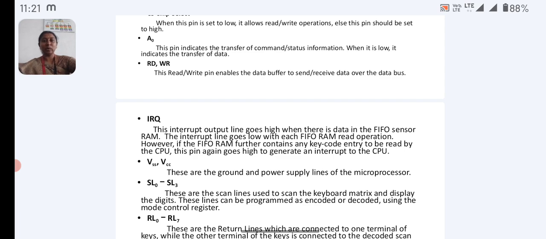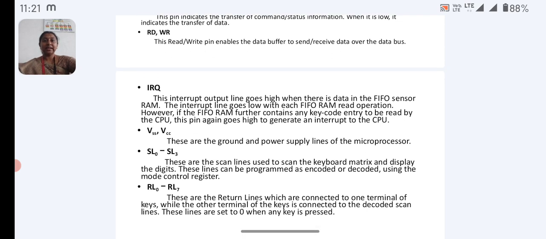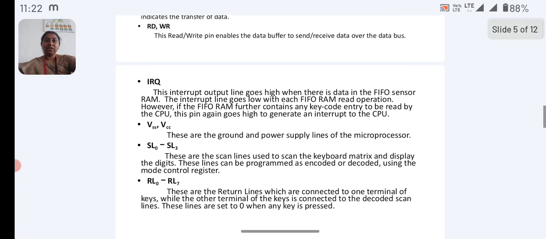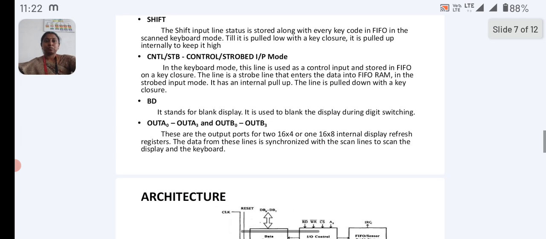VSS and VCC are the ground and power supply. SL0 to SL3 are scan lines, which are used to scan the keyboard matrix and the display digits. RL0 to RL7 are return lines, which are connected to one terminal of the key, while the other terminal is connected to the decoded scan lines. These lines are set to 0 when any key is pressed. BD is blank display. It is used to blank the display during digit switching.